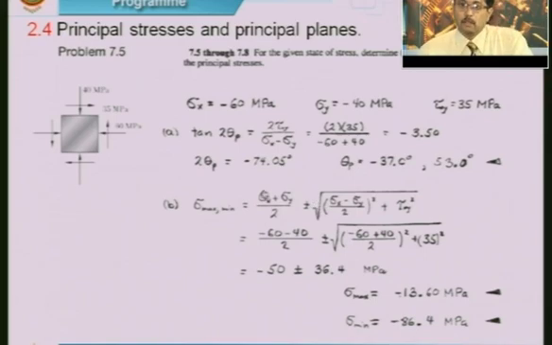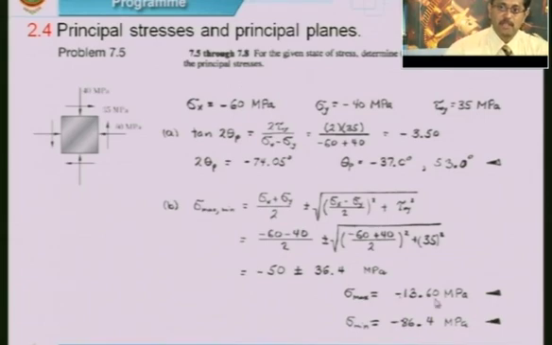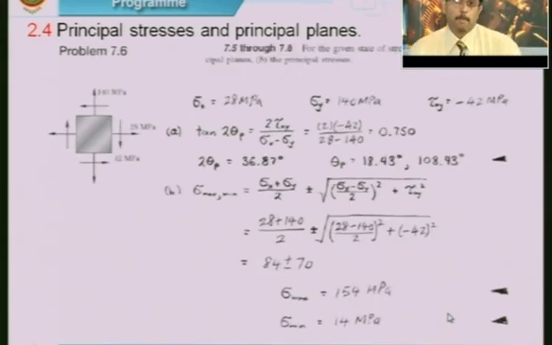From this equation, if we simplify, we get sigma max equals minus 13.6 and sigma minimum is equal to minus 86.4. Both of these are negative. So what we were supposed to find is the principal planes. The principal planes are minus 37 and plus 53 degrees, and the principal stresses are minus 13.6 and minus 86.4. Both of them are compressive. Let us go to the next problem. Again here we have to find out the principal planes and principal stress.